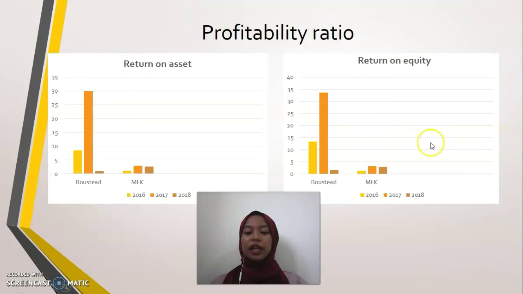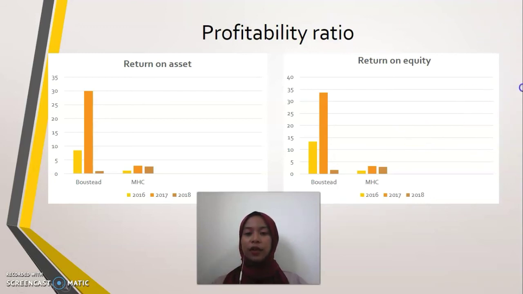The return on equity of MHC in 2016, 2017, and 2018 are 1.3%, 3.2%, and 2.9% respectively. The percentage represents the percentage of the net income produced by the equity of the company.